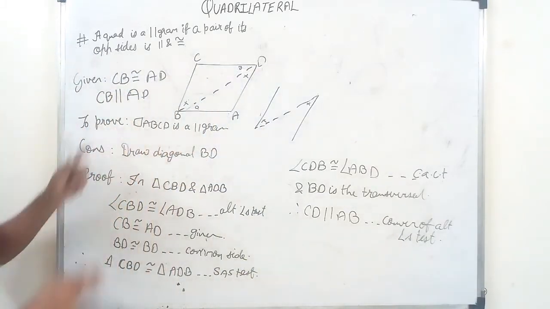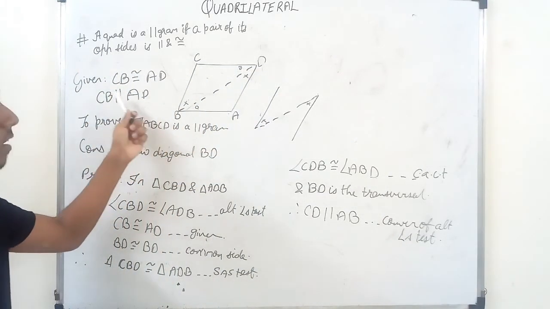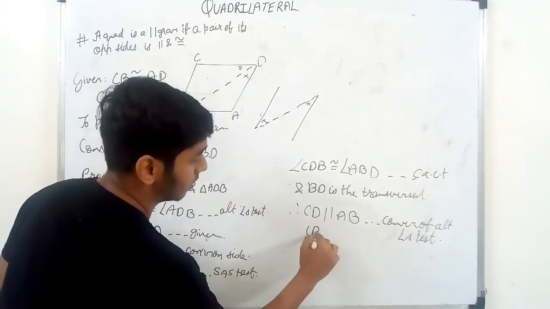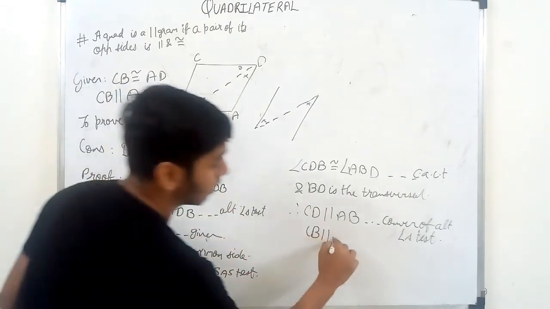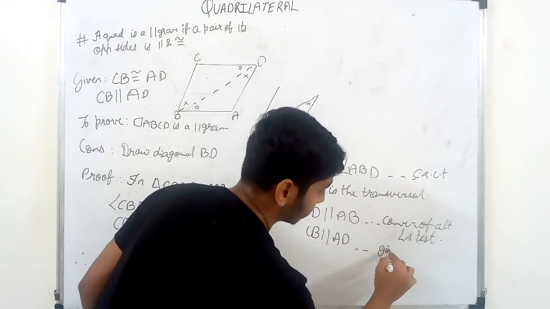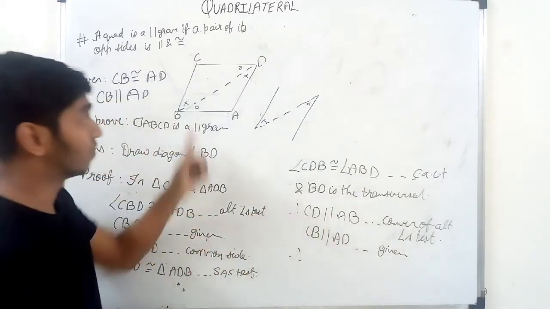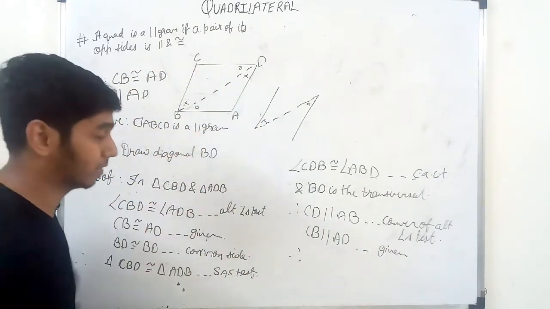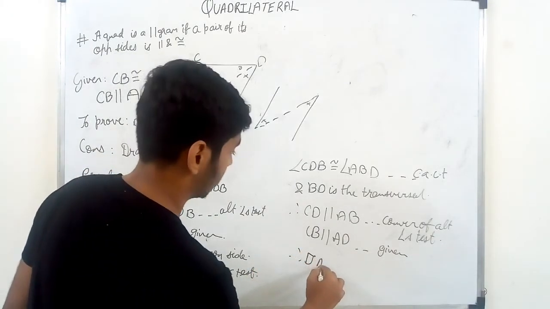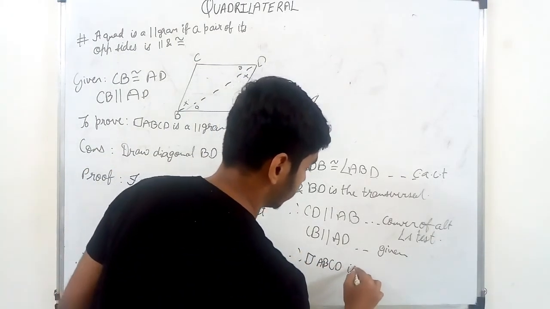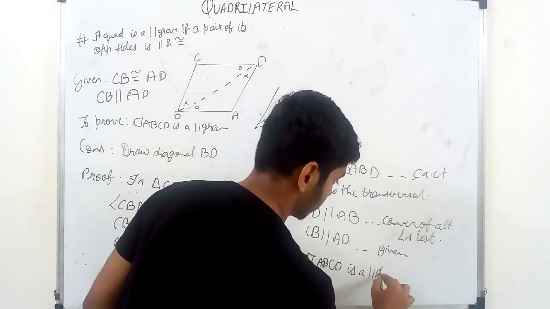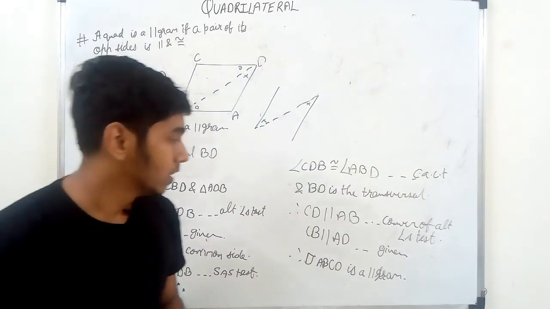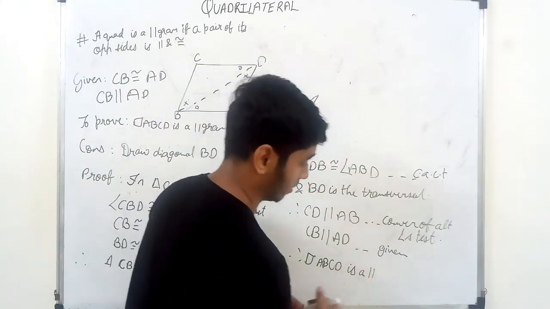So here we have got one pair of opposite sides parallel, and this is another pair. So we can say CB is parallel to AD. This is given. Therefore, if opposite sides are parallel, then this given quadrilateral is a parallelogram. Therefore, we can say quadrilateral ABCD is a parallelogram. I hope you have understood this.